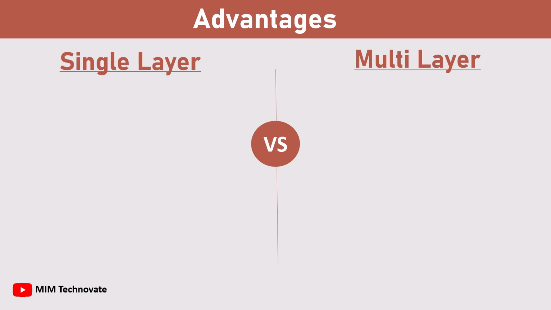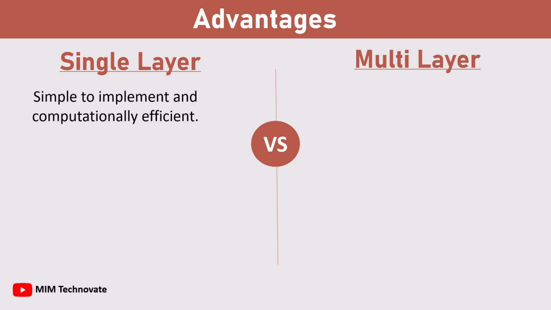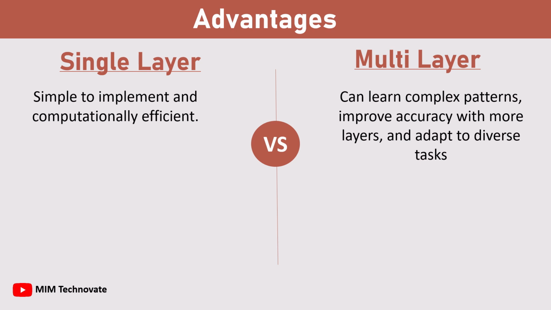Advantages. Single-layer feed-forward networks are simple to implement and computationally efficient. On the other hand, multi-layer feed-forward networks can learn complex patterns, improve accuracy with more layers, and adapt to diverse tasks.